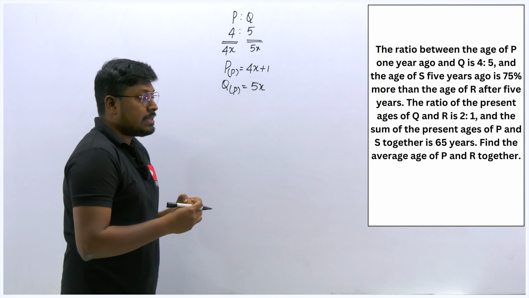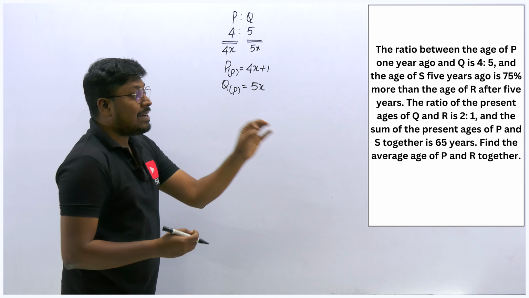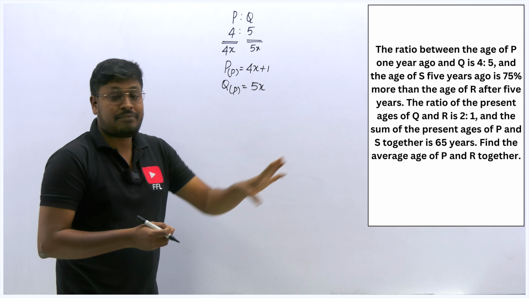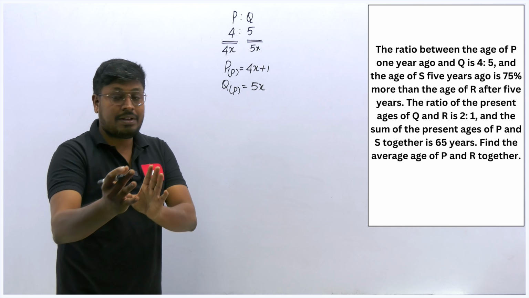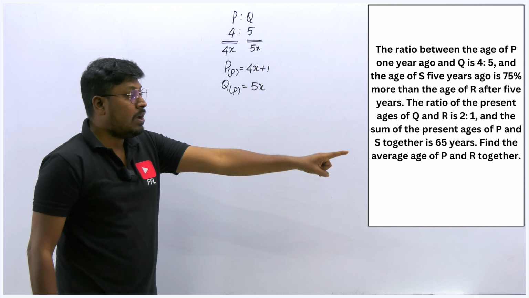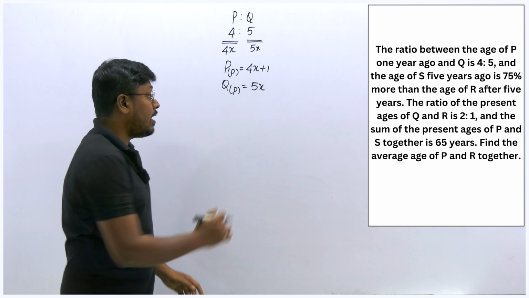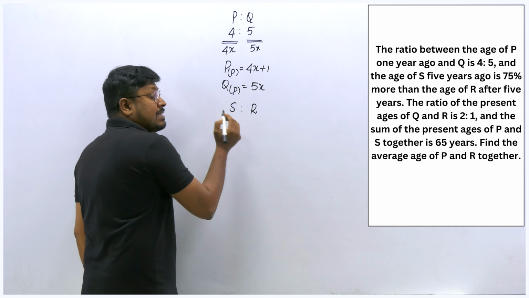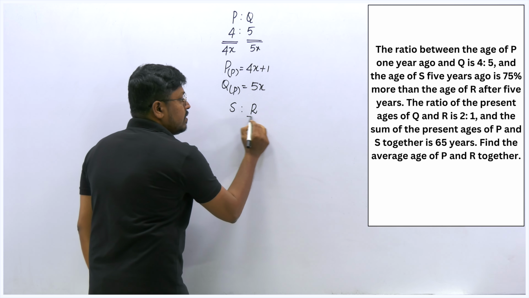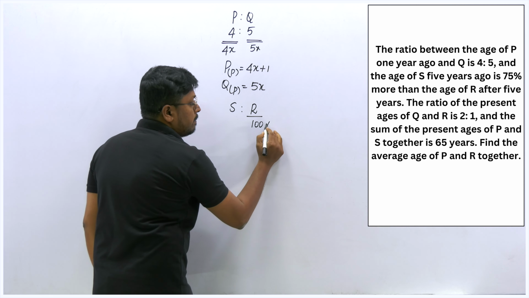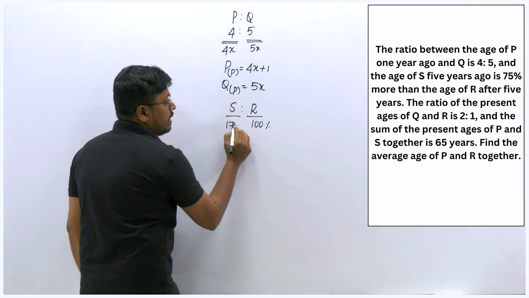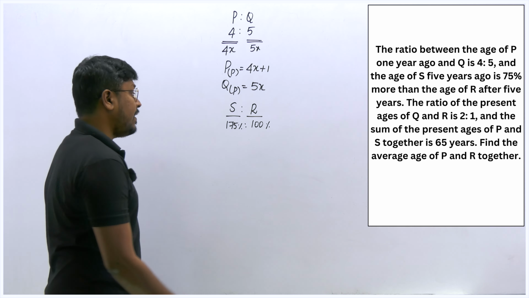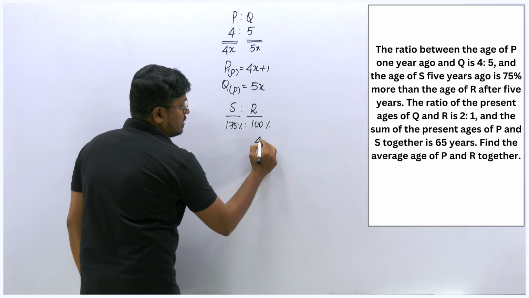Next point of the question. The age of S 5 years ago is 75% more than the age of R after 5 years. 5 years ago and after 5 years for 2 persons has been given, one for S and the second for R. So just look at the question carefully, S and R, where S is 75% more. So once you consider R as 100%, then S will be 175%, right? Once you cancel this on 25 table, this will be 4 times.